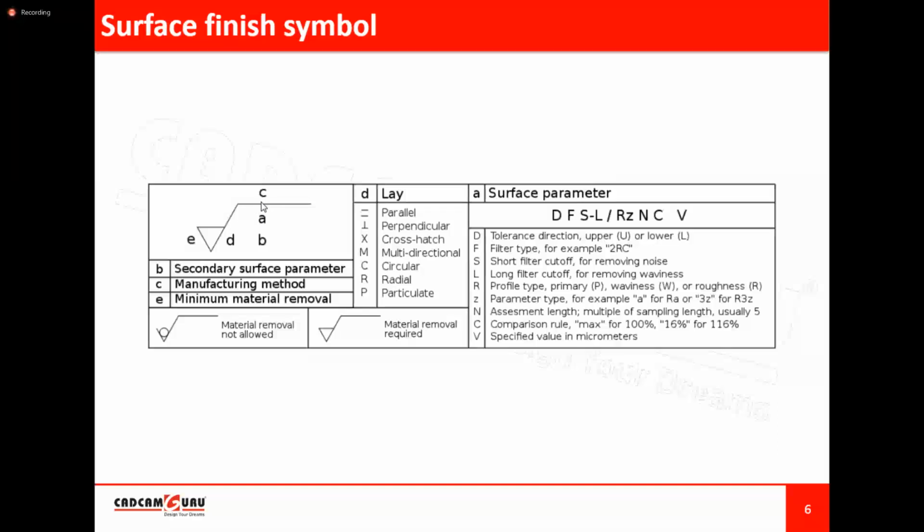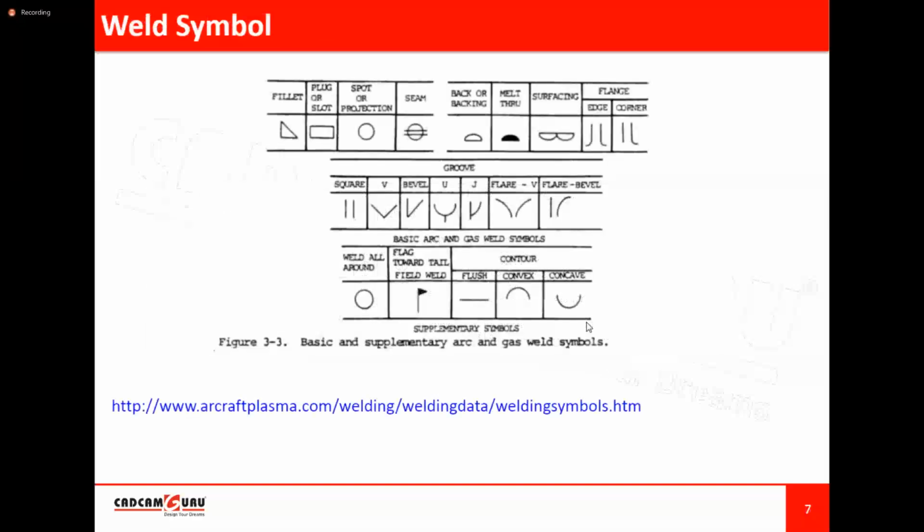The C is indicating the manufacturing method, which is mentioned here. Then D is regarding the direction of lay. So these are the types of lays: parallel, perpendicular, crosshatch, etc. E is the minimum material removal. And what is A? Surface parameter. That is the sampling length we need to define. That information we have to put in.